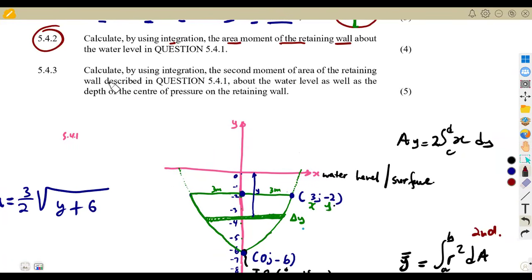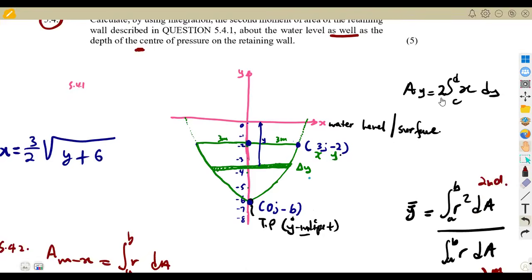Now this is what we have, 5.43. Calculate using integration again the second area moment of area of the retaining wall described in question 5.41 about the water level, as well as the depth of the center of pressure of the retaining wall. All right. So we need the second area moment.